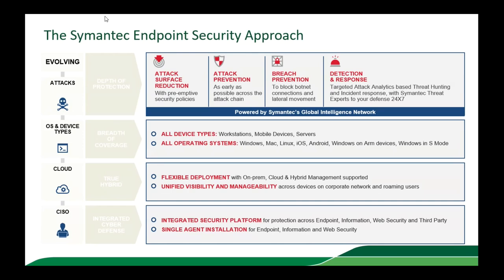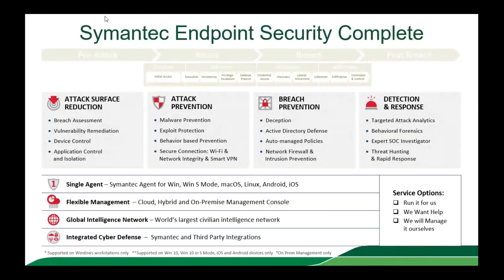Okay. So Symantec Endpoint Security Complete, I told you, we focus on reducing the attack surface, attack prevention, breach prevention, and detection and response. How do we do that? In the reduction of attack surface, we do breach assessment, vulnerability remediation, and device control. Device control is whereby you can choose which devices can connect to your device. For example, you can block USB drives, you can block CDs from being used on your workstation, and so on.